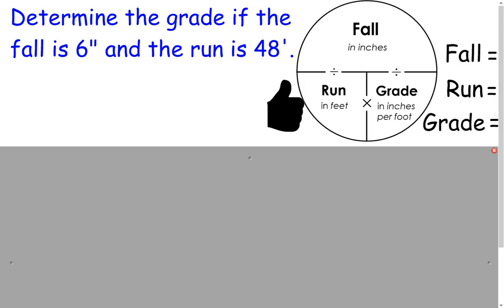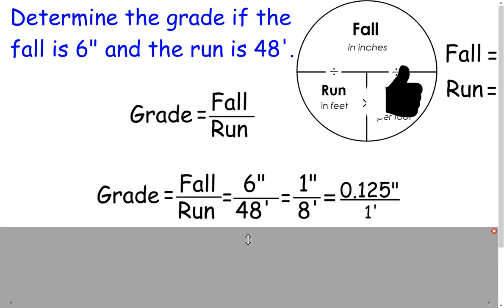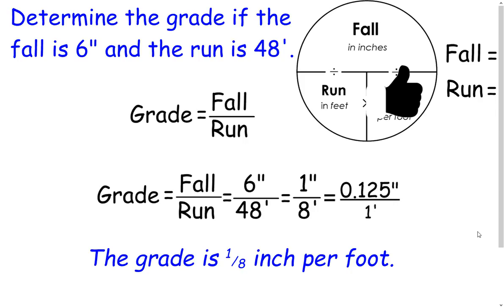Determine the grade if the fall is 6 inches and the run is 8 feet. Okay, so we want to find the grade. So we're going to do fall divided by run. So grade is fall divided by run. We plug our numbers in, and we get 6 inches over 8 feet. And I divide the top and bottom by 6, and I get 1 inch over 1.33 feet. But I want to have 1 foot at the bottom, so the denominator is 1. Just divide that number, and you get 0.125 or 1/8 inch per foot as the grade.